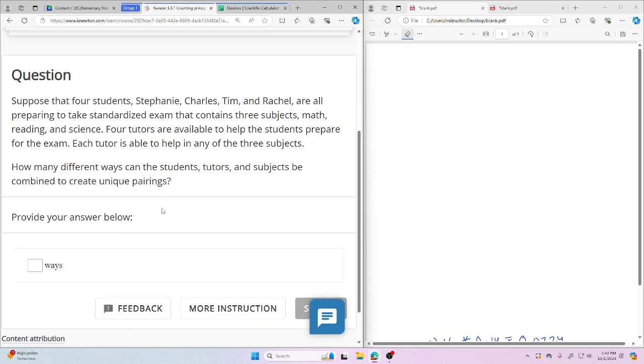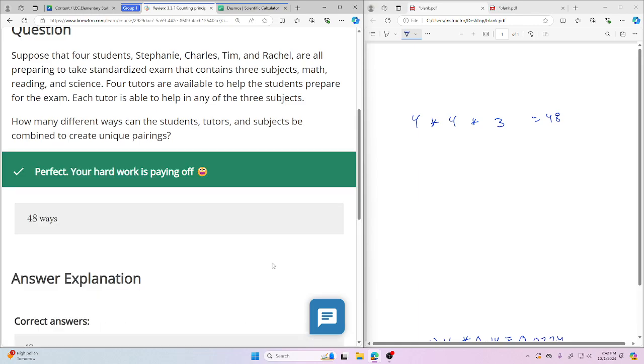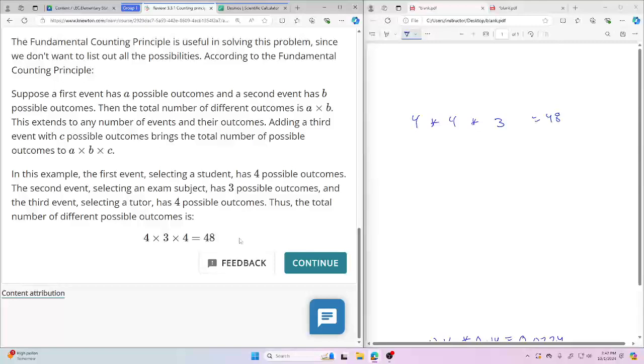Okay, see, whole different problem, right? And that's okay. That's why we go back through these a few times. We got 4 students all taking a math test. 4 tutors are available. Each tutor is available to help on 3 subjects. How many different ways? So tutors, students, and subjects. So we got 4 students, 4 tutors, 3 subjects. What is this, 16 times 3? 48? Cool.